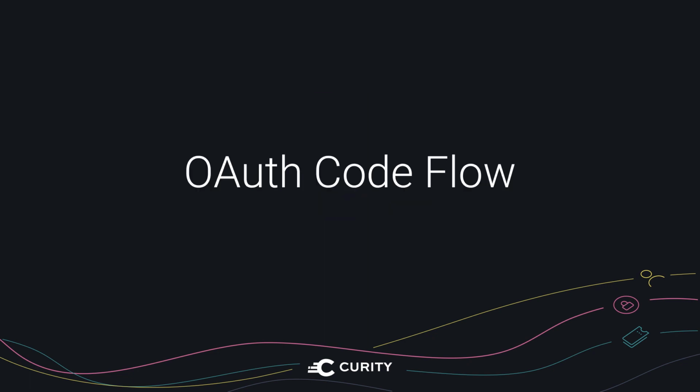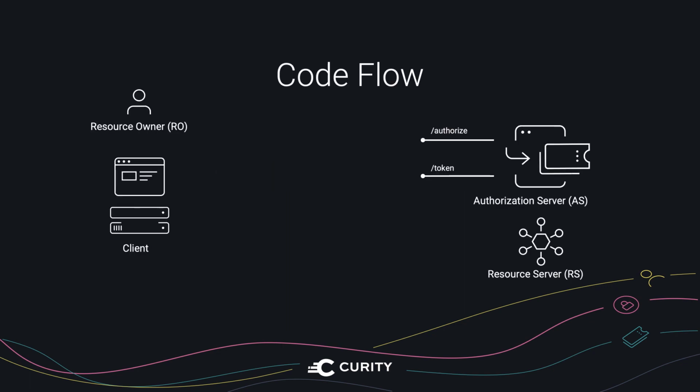So let's go into the flows. The OAuth code flow. This is defined in the base specification, and it's the most common flow. It's the most flexible flow. You can use it for a lot of things. And it's very good to understand in the beginning when starting with OAuth. It's running in two stages. Stage 1 happens in the browser, and stage 2 happens in the backend.